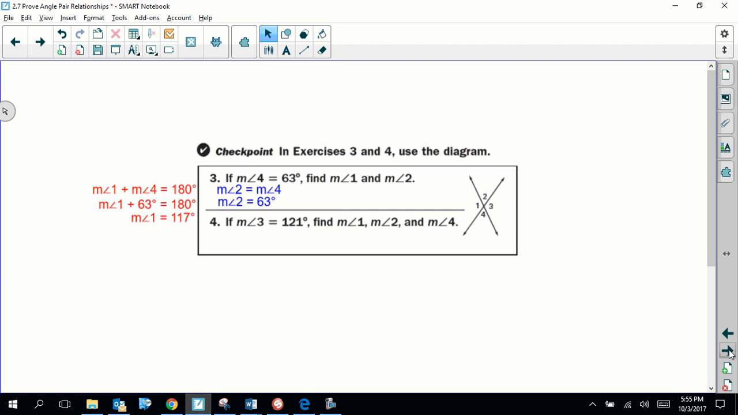Based on that information, I'm going to say 1 and 4 have to add up to be 180, giving me angle 1 to be 117. And angle 2 and angle 4 are the same, so angle 2 is also 63 degrees.